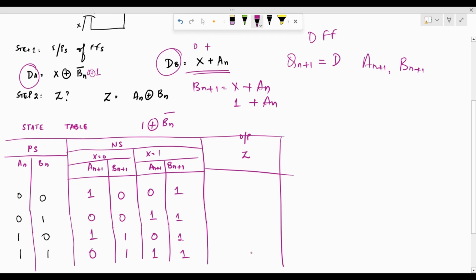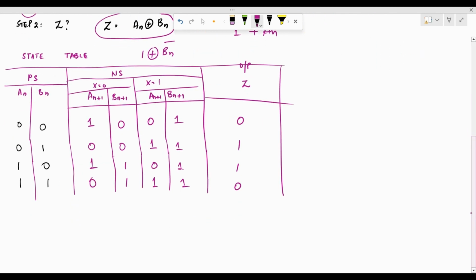Let's now find out the value for z. So we know that these are the values of an and bn. Z is XOR of the two, so 0, 1, 1, 0. So this becomes our state table.